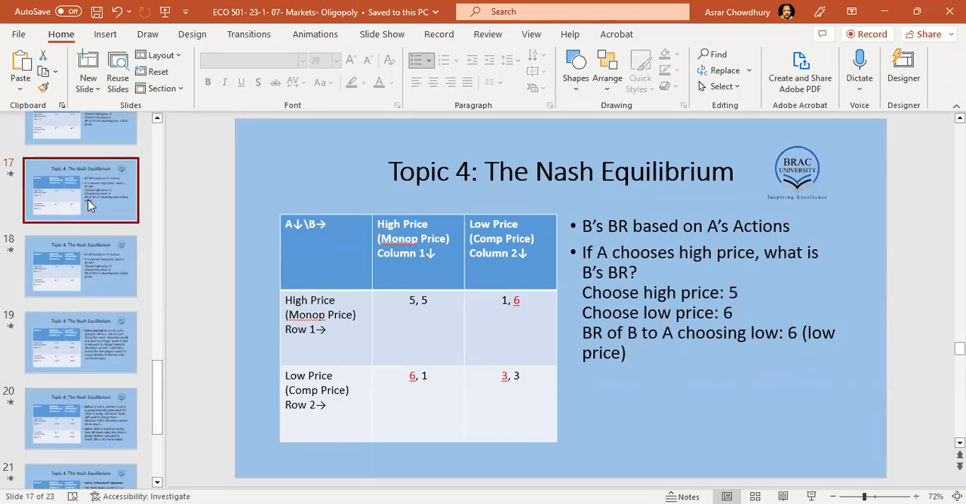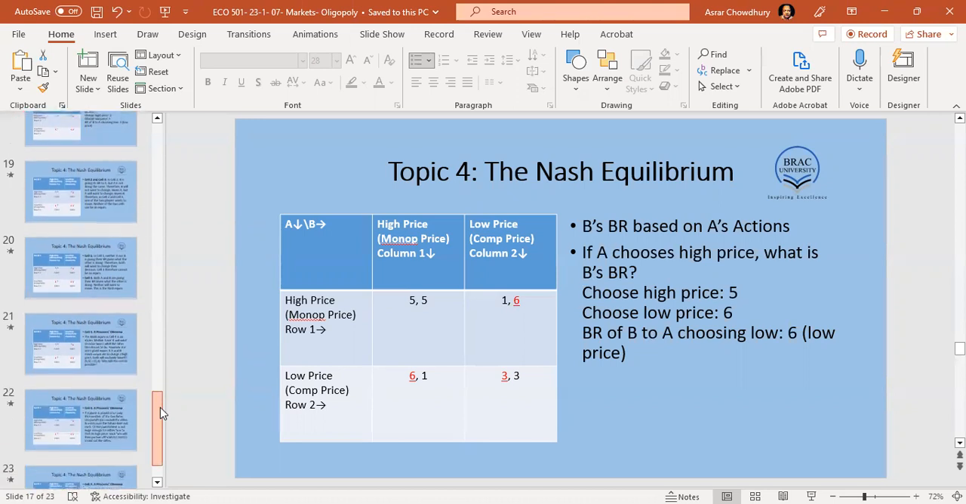এখন B's best response তাহলে কি হবে, based on what A will do? A is a row player. So if A plays row 1, what are B's best responses? High price charge করলে 5, low price charge করলে 6. তাহলে সে low price charge করবে না? Correct, 6 পাবে সে. Lovely.